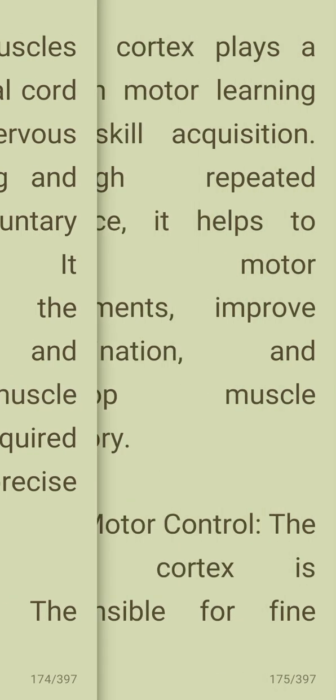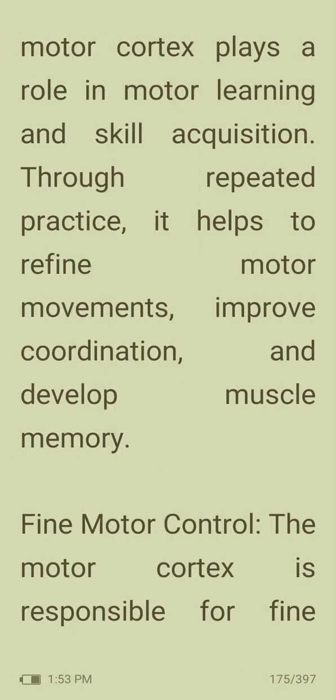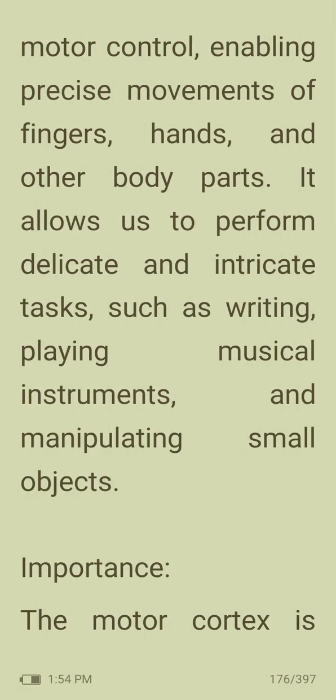Then motor learning. The motor cortex plays a role in motor learning and skill acquisition. Through repeated practice, it helps to refine motor movements, improve coordination, and develop muscle memory. Then fine motor control. The motor cortex is responsible for fine motor control, enabling precise movements of fingers, hands, and other body parts. It allows us to perform delicate and intricate tasks such as writing, playing musical instruments, and manipulating small objects.